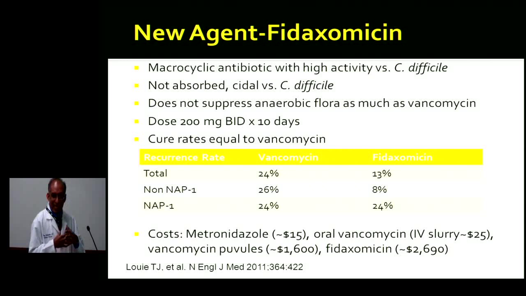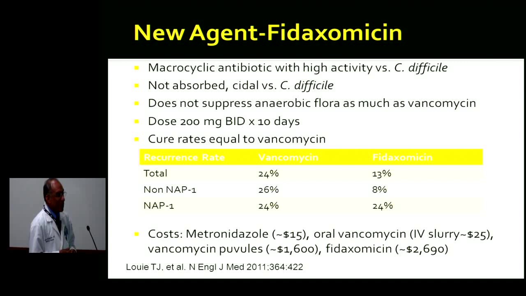Simplistically, this could be believed to be because it's less collateral damage, because it's very targeted against C. difficile, but there's increasing data showing that fidaxomicin interferes with sporulation. So it inhibits sporulation, and that might be partly also some of the reason for its effectiveness in preventing recurrence. So this is something to keep in mind. However, if you look at the cost, you'll see that metronidazole is $15 a day. We make up the slurry using IV vancomycin, and that's $25 for the 10-day course. If you actually buy vancomycin pulvules, it's $1,600, and a 10-day course of fidaxomicin is $2,600.